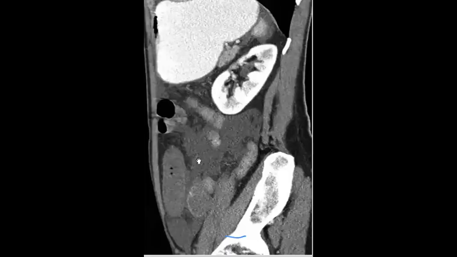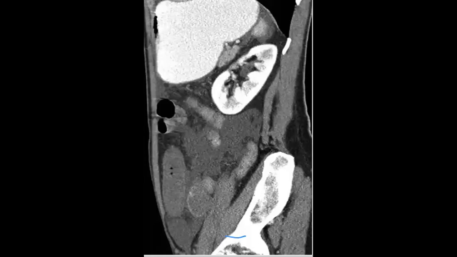Again, here in the sagittal images, you will confirm that there is decreased bowel enhancement compared to the others, and there is ascites. So the supplying arteries to these bowel loops are non-enhancing. So the best diagnosis for this case will be small bowel ischemia.